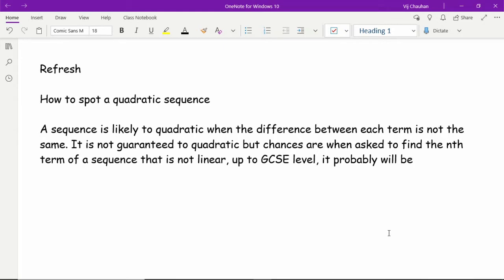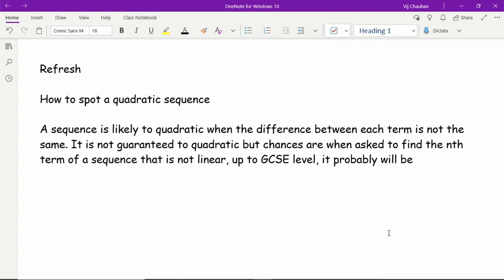Now, the key thing to know is that when you're dealing with sequences, either at Key Stage 3 or at GCSE level, there is really going to be no indication of what type of sequence it's going to be. So it's really important that you're able to spot what a linear sequence and what a quadratic sequence is going to look like.